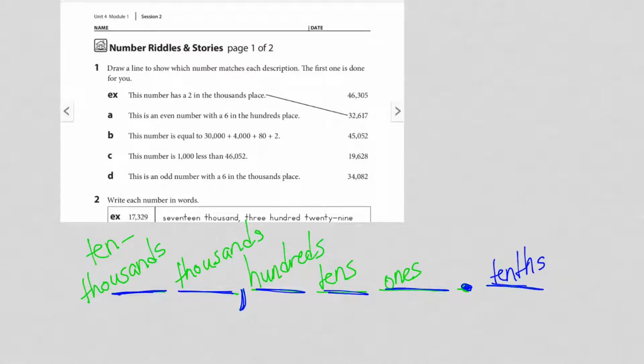Today we're starting our journey into Unit 4, and we're going to start by looking at Unit 4, Module 1, Session 2, homework pages 69 and 70. Unit 4 is basically all about place value to begin with, and then it moves into extra work with addition and subtraction. So if we look at our homework for the first part, we're looking at place value.